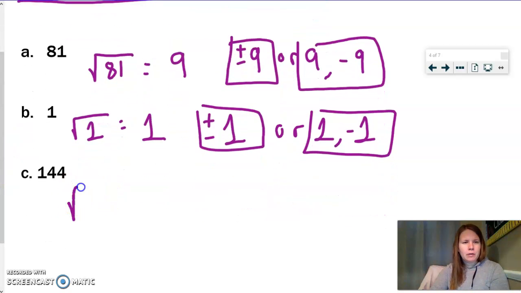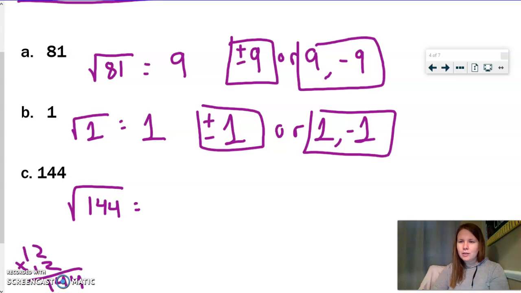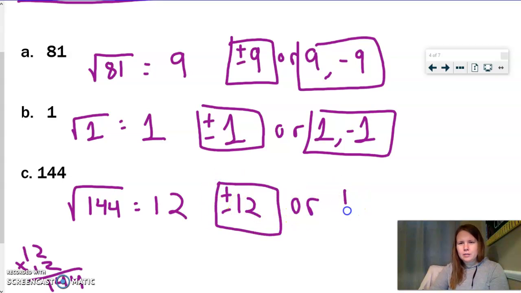So now I have the square root of 144. Well, I know 10 times 10 is 100, so it's going to be more than 10 times 10. I know that 11 times 11, I think, is 121. So 12 times 12. And remember, you can always double check. You could write it out and think, okay, 12 times 12, do the math. Do you get 144? You should end up getting 144. So my answer for this one is 12, but I need the positive and the negative version, so positive negative 12, or I could write it as 12, negative 12.